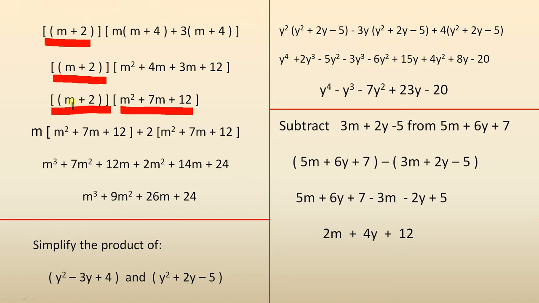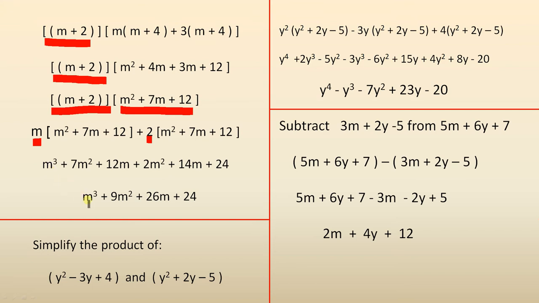Now we have the m outside of all those terms. So there's the m outside of all those terms. The 2 outside of all those terms. So there's the 2 outside of all those terms. We expand all the way through and remove the grouping symbols, and we arrive at this line here. Now we add the like terms to arrive at the answer.